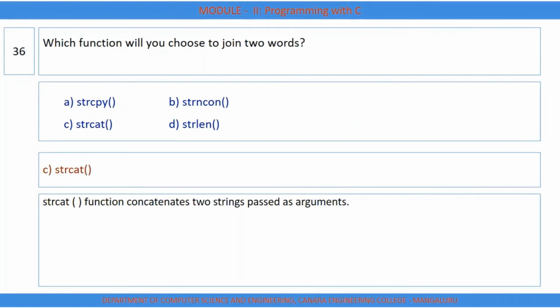Which function will you choose to join two words? Option A, strcpy, option B, strncon, option C, strcat, option D, strlen. Answer is option C, strcat, that is string concatenation, which is used to join or attach two words.